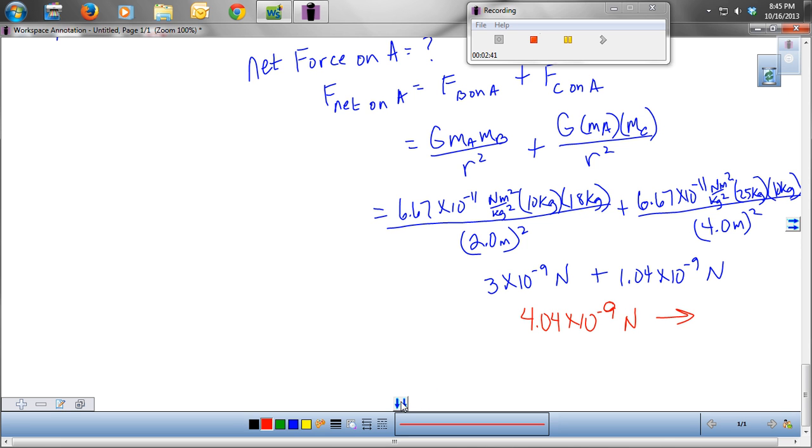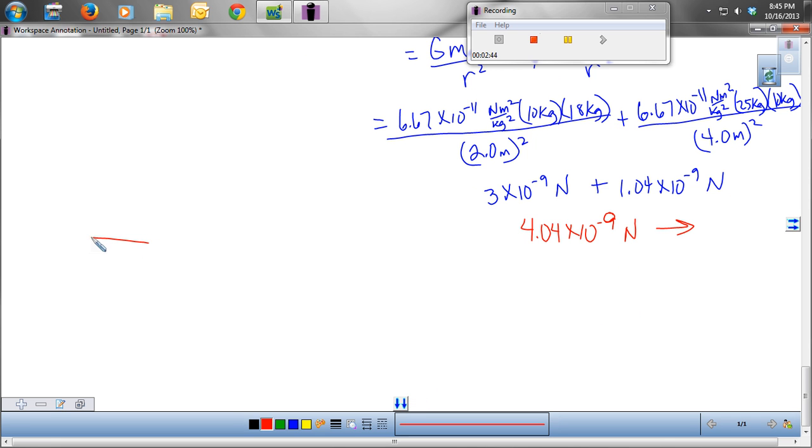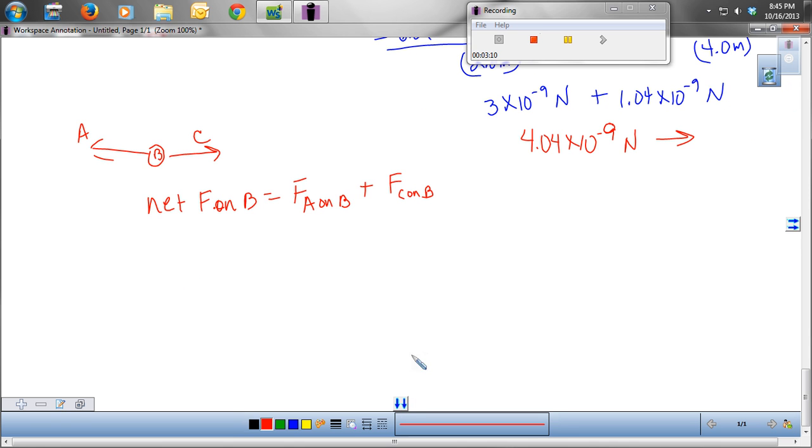Okay. Now I have to figure out what's happening to B. Well, B is being pulled in that direction by A and in that direction by C. So I said, well, the net force on B is equal to the force of A on B plus the force of C on B. We already know the force of A on B and the force of B on A. They're the same. It's just this will be to the left. So that's a negative 3 times 10 to the minus 9 newtons.